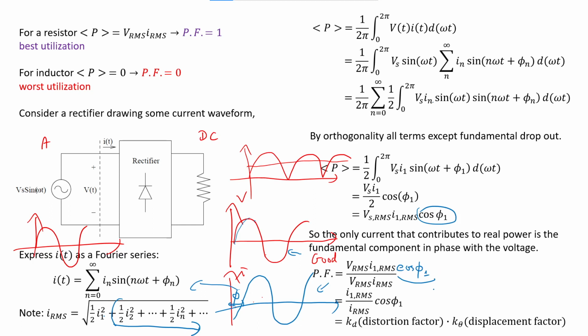Okay, and we can name the ratio between I1 root mean square and I root mean square as the distortion factor, and k theta to represent the phase shift. Then we call it the displacement factor. You see, it is displaced from crossing the origin to crossing here. It displaces, so we call it displacement factor.